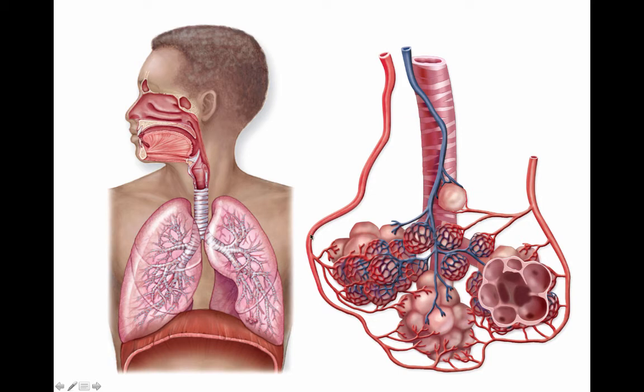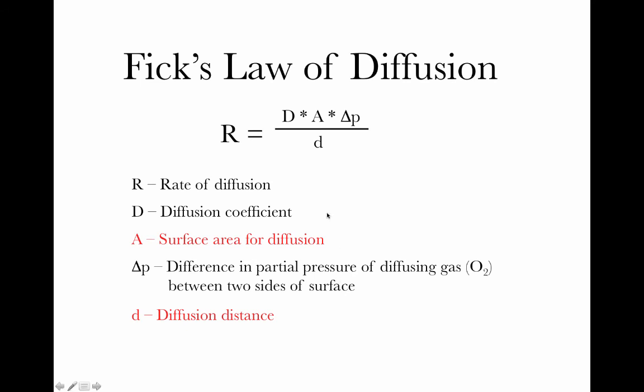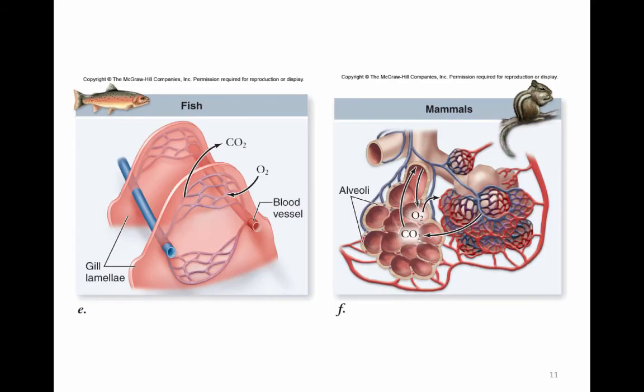So again, elaboration of the surface by this branching pattern leading to millions and millions of these tiny little air bubbles, which are the sites of gas exchange. So now that we've talked about the surface area for diffusion, how this is maximized, let's look at how the diffusion distance is minimized in vertebrate gills and lungs. So let's start with the gills.